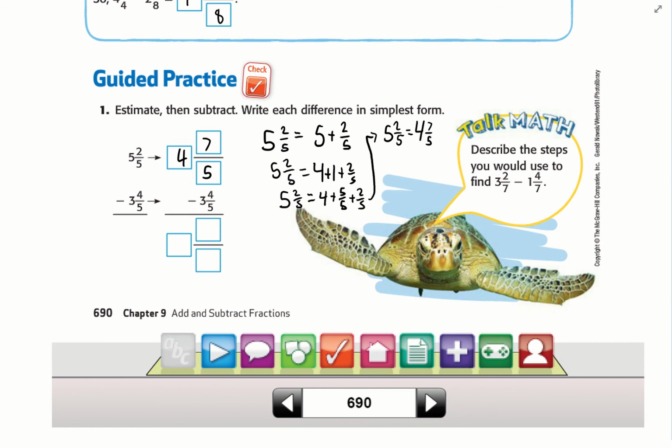So 5 2/5, and I know that's 5 plus 2/5, or I could write that as 4 plus 1 plus 2/5. My 1, I'm going to rewrite as 5 over 5, so 4 plus 5 over 5 plus 2/5. 5/5 plus 2/5 equals 7/5, and then I have my 4. So 7/5 minus 4/5 is 3/5, and 4 minus 3 is 1. So I get 1 3/5.